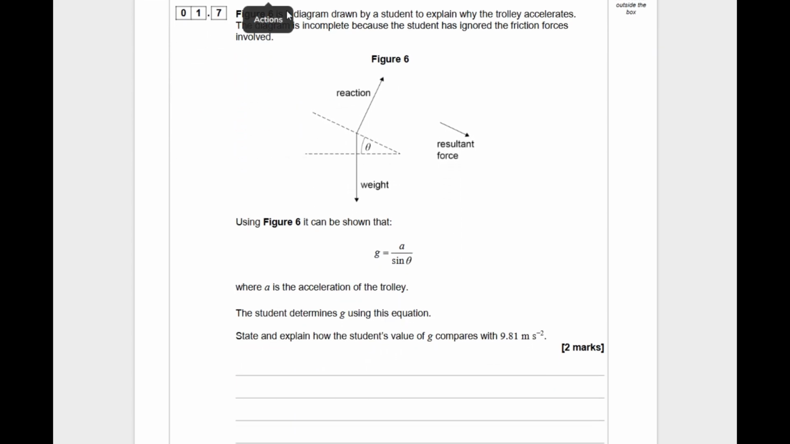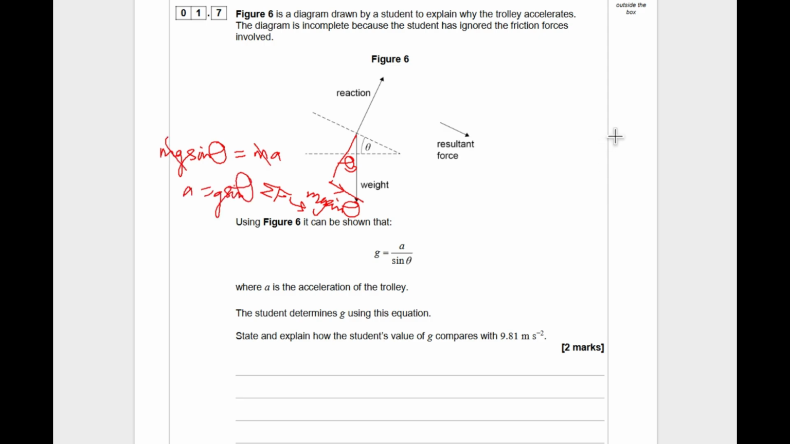Okay, so figure 6 is a diagram drawn by a student to explain why the trolley accelerates. The diagram is incomplete because the student has ignored the frictional forces. So using figure 6, it can be shown that A is g sine theta. How did they get to that? Don't forget, you've got that's theta, so mg sine theta is your resultant force, isn't it? So mg sine theta, your resultant force, is equal to ma. The m's cancel, so A is equal to g sine theta. Okay, so you may have come across that before.